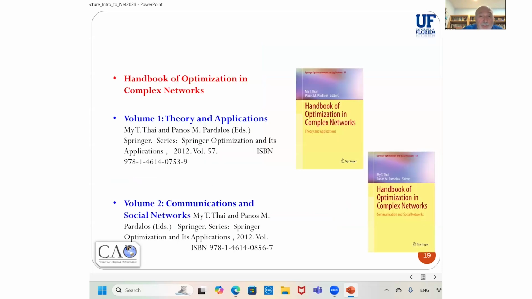And many other books have been written, edited, like the Handbook of Optimization in Complex Networks. The first one has to do with the theory. The second is dedicated to communication and social networks, and covers a lot of theory and a lot of applications too.